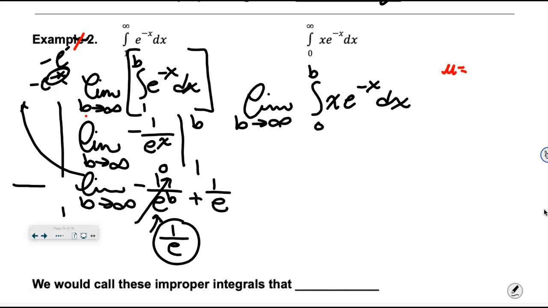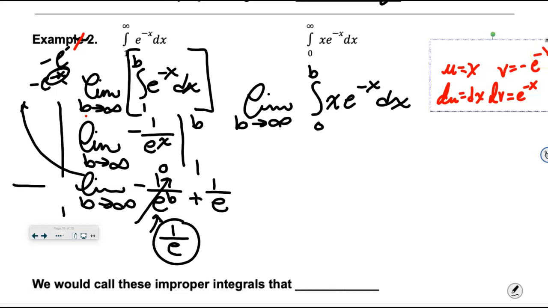They're functions that are what? I call them incompatible. That's a really good trigger. Who's your u choice? Yep, algebraic. Your dv is the e to the negative x. du is 1. And what's the antiderivative of e to the negative x? Negative e to the negative x.